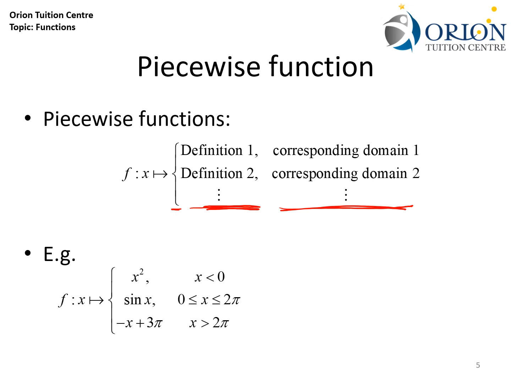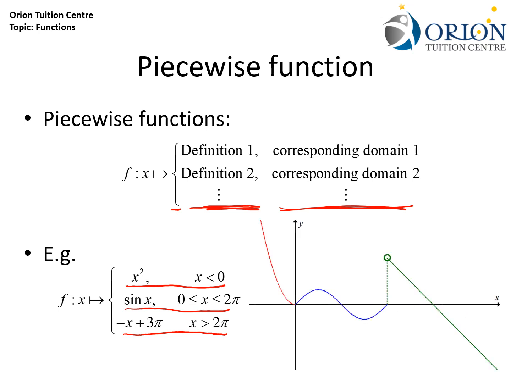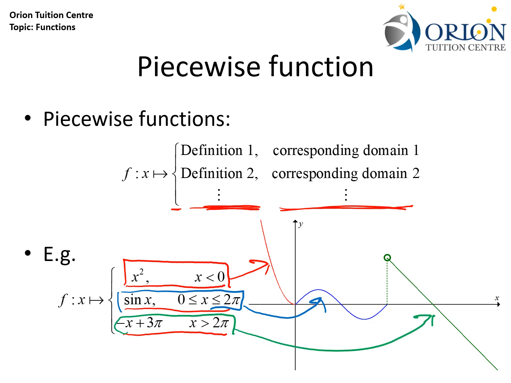What this means is for any x value that is less than 0, the function is defined as x squared. For any x value between 0 and 2 pi, we are going to substitute the x value into sine x instead. And if x is more than 2 pi, we are going to substitute into the function definition of minus x plus 3 pi instead. So graphically, this function will look like this, where the x squared part is represented by the red curve, the sine x part is represented by the sine curve, and finally, anything larger than 2 pi is represented by this straight line over here.